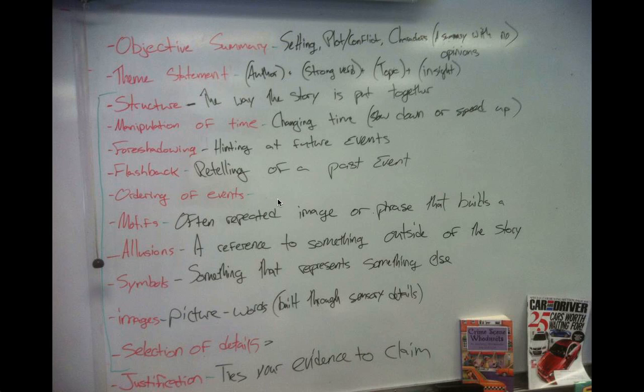Ordering of events, that was hard to come up with a definition for, because it's just the specific order that the author chooses to put the events in. Think of The House on Mango Street and how she ordered the vignettes. The selection of details is the same thing. It's the specific selection of details that an author chooses to include. So if he's trying to make someone look evil, he might be described as wearing dark clothing, having tattoos, piercings, things like that, and that will help illuminate that character.